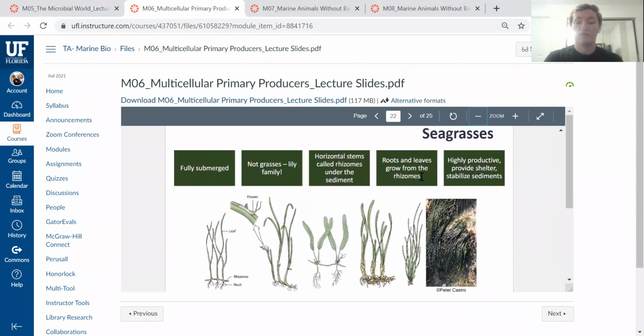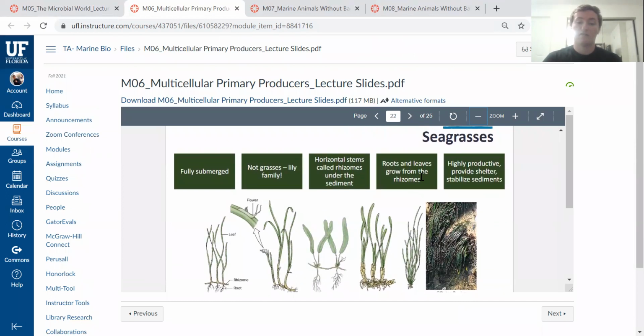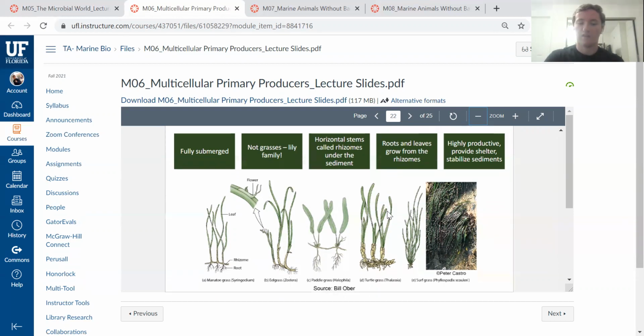So seagrasses are one of the few truly marine plants. Again, they are fully submerged, but they're not grasses. They're part of the lily family, which I found really interesting and I didn't know. These rhizomes are horizontal roots under the sediment. So you can kind of see how they're kind of branching off here. It's a big horizontal root. So that is what the rhizome is.